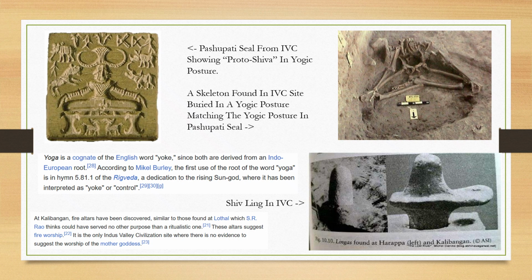Anyway, at Kalibangan, fire altars have been discovered, and these were for ritualistic purposes. Who else used fire altars? Basically, the Vedic people. And here in Kalibangan, Kalibangan is basically another Indus Valley site. So the Indus Valley people were also doing fire rituals. Wow, that's interesting.